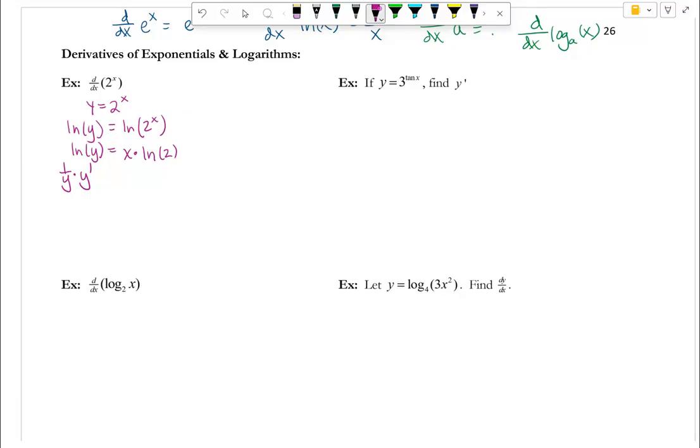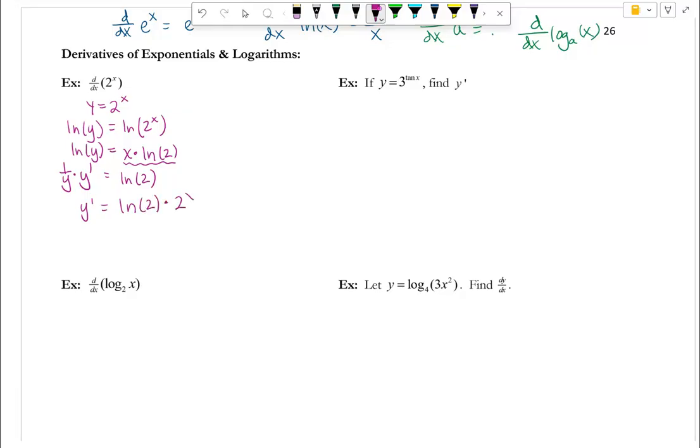So now when I take my derivative, I know the left-hand side is 1 over y times y prime. I want to be careful here. This is just a constant multiple, right? x times the natural log of 2. Think about if I just had 5x there. If I took the derivative of 5x, I would just get the coefficient 5. So when I take the derivative of x times the natural log of 2, I just get the coefficient natural log of 2. So finally, we want to multiply by y on both sides.